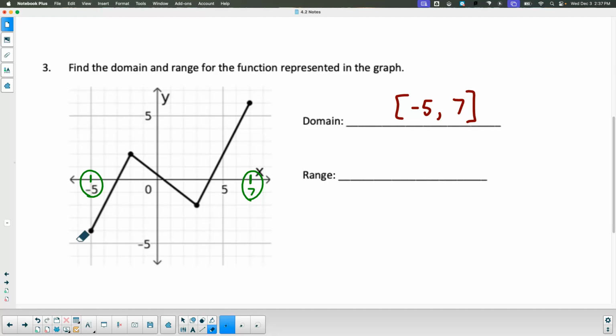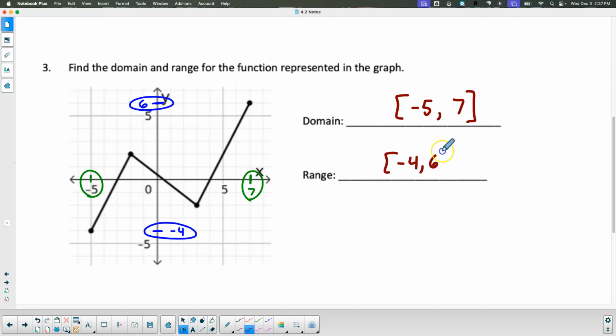Yep. All right. Range is what? The y-axis. So now I'm looking at where the range is. So I look for the lowest point that it went to. It went all the way down here to -4, and it went all the way up here to +6. Okay? So again, that would be then bracket -4, comma 6, bracket. Questions on that one?